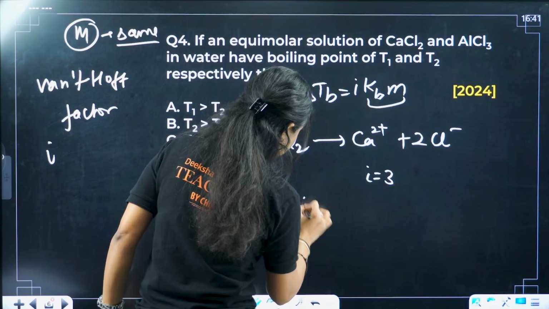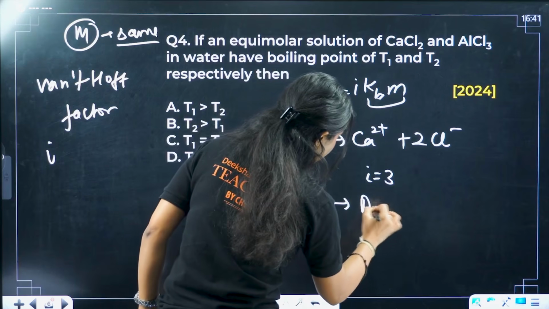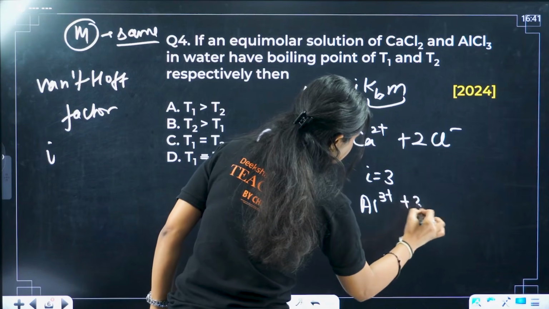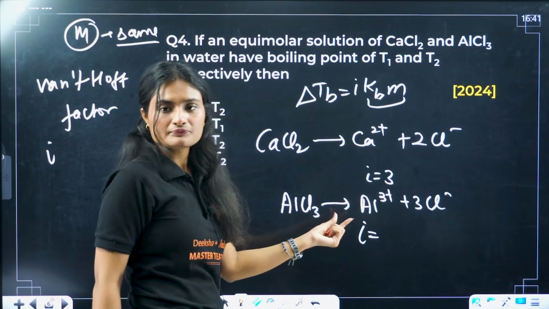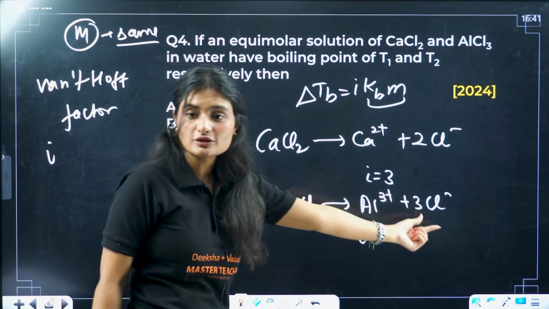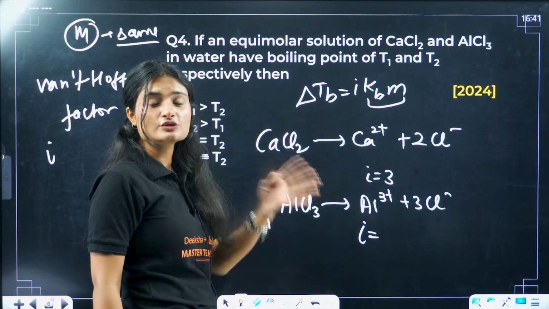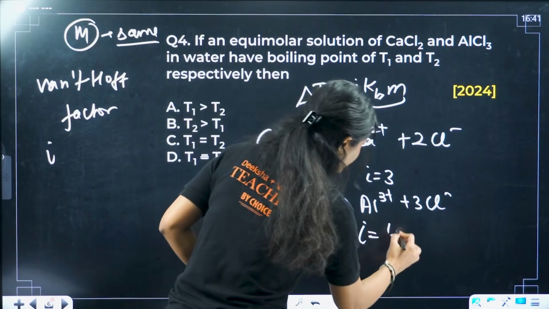Similarly, AlCl3 gives Al3+ plus 3Cl-. What is the Van 't Hoff factor for it? 3 Cl and 1 Al, right? 1 aluminum and 3 chloride ions. So the number of solute particles is 4 here.